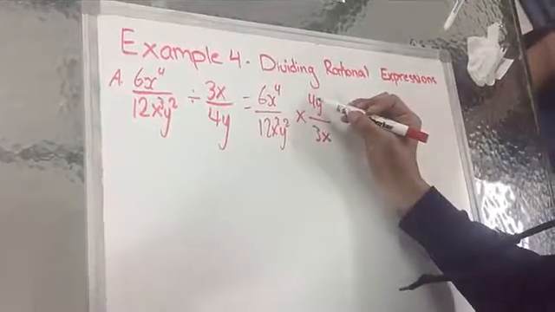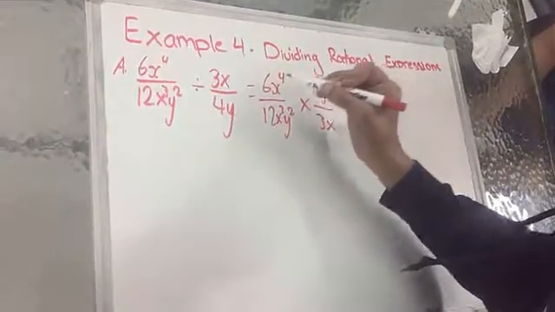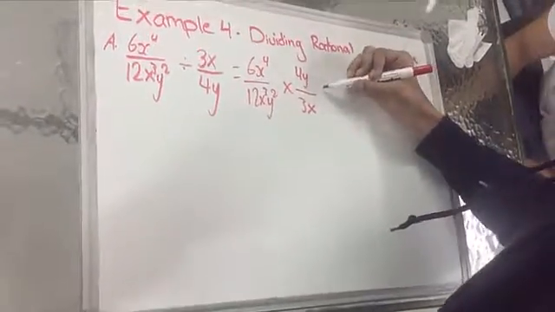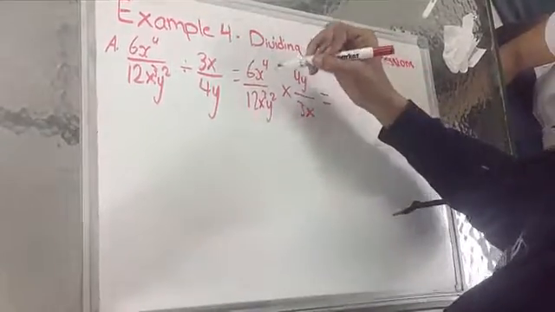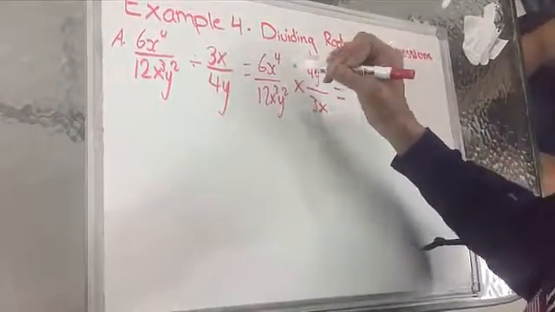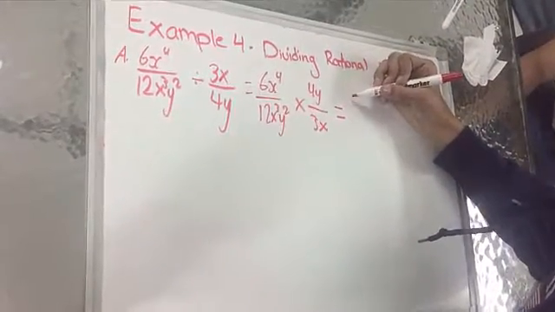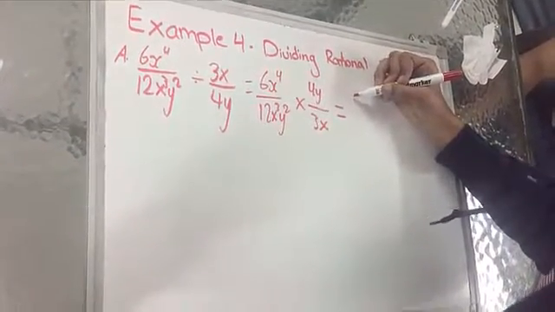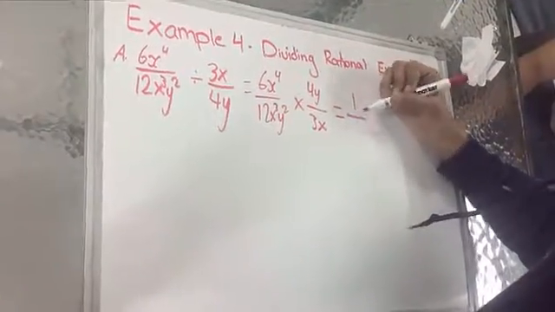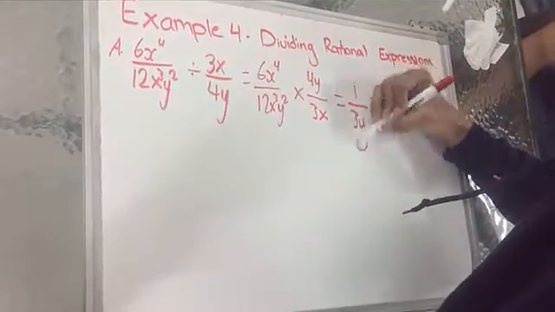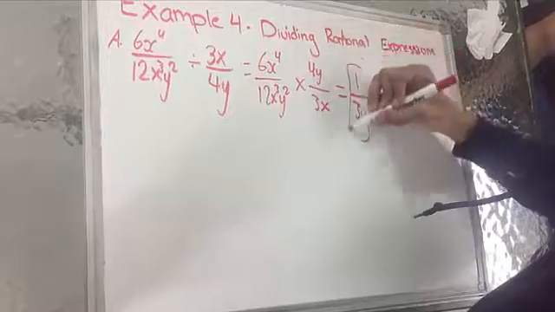In this case, the 4 will be crossed out with the 12, and the 6 will be crossed out with the 3. The x's will also be crossed out with each other, and the y's with each other. So it's going to be equal to 1 over 3y, and this is the answer.